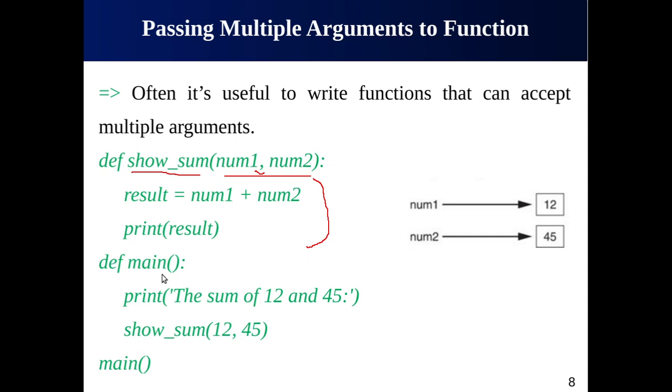And here inside the main function, we are actually calling the function. Whenever you want to call the function, you have to write the name of the function followed by parentheses and arguments. In this case, this function requires us to provide two arguments. The value of 12 will be assigned to the parameter num1, and 45 will be assigned to the parameter num2. Okay. This is how we can pass multiple arguments to a function. And technically speaking, now we have two memory locations. The first one is referred to by num1 and the second one is referred to by num2.